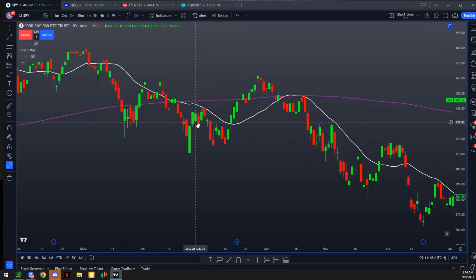So this red candle took out this green candle. We're expecting more movement to the downside, right? But then we're going to take our stop above that green candle and we get stopped out the next day. It's called life. Life happens, you know.